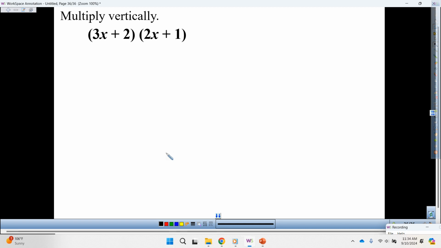Mario, what do we check first? Standard form, that is correct. So, degree for this one is 1, this one 0, standard form yes. Let's stack them. 2x plus 1, 3x plus 2, multiply.